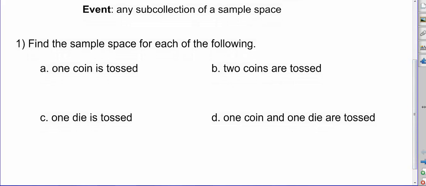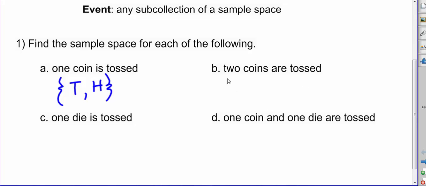Find the sample space for each of the following. One coin is tossed. So the sample space is not just saying, well, there are two possibilities, but it's actually going a step further and saying, well, exactly what are those possibilities? It could be tails or heads. I'll just use T and H to abbreviate that, and it would look like that.